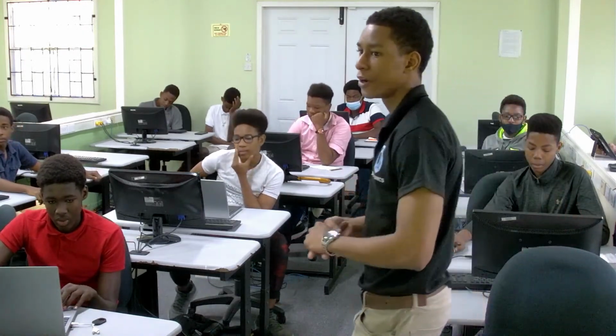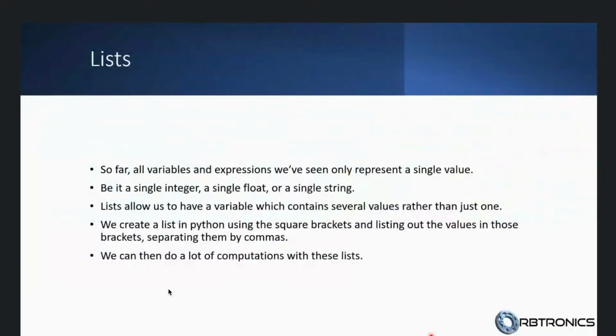So far all variables and expressions we've seen only represent a single value, be it a single integer, a single float, or a single string. Lists allow us to have a variable which contains several values rather than just one. We create a list in Python using square brackets and listing out values in those square brackets, separating them by commas. We can then do a lot of computations with these lists. So let's take a look at an example.